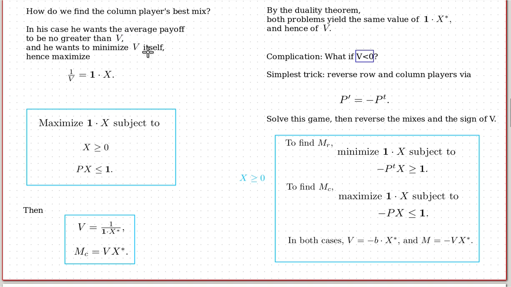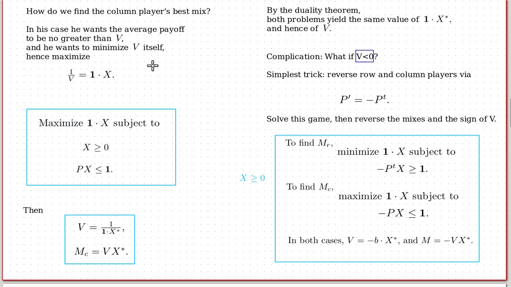Would like to pay the row player as little as possible, and therefore the quantity 1 over v, the column player would like to maximize, right? The column player would like this to be as large as possible. So for finding the strategy for the column player, it's going to be a maximization problem. We're going to want to maximize 1·x.